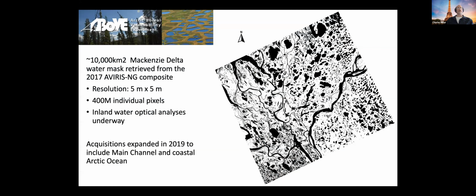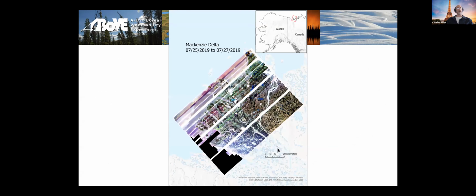And just to show you what this looks like in more stark relief, this is done at 5 meter by 5 meter pixel resolution. It's over 400 million individual pixels, and it allows us to analyze the optical qualities of the water. We also have the main channel, which I think is going to show up in the next slide, and plans to extend out not only to the coastal zone, but well out into the Beaufort Sea. So if you could switch to the next slide.